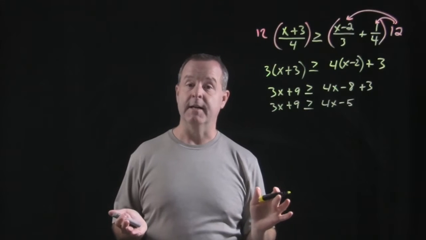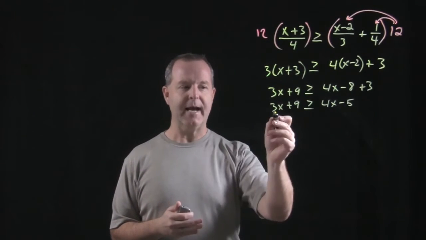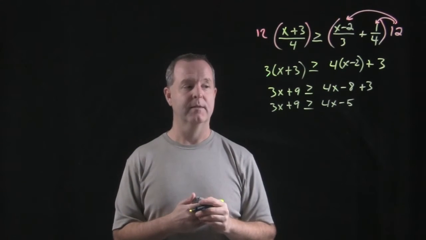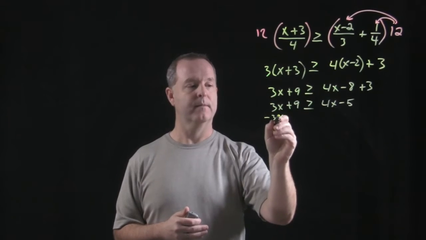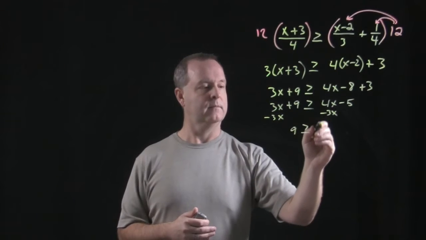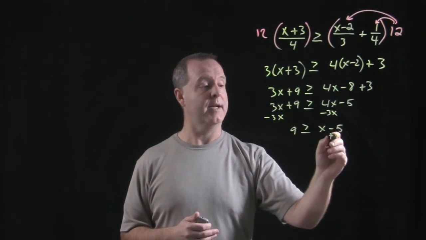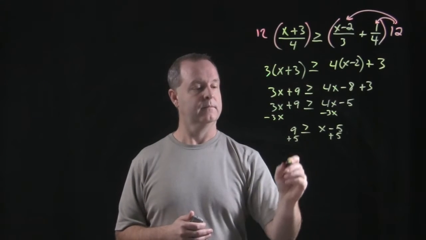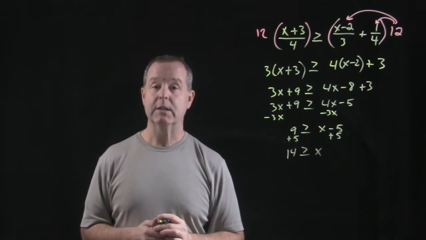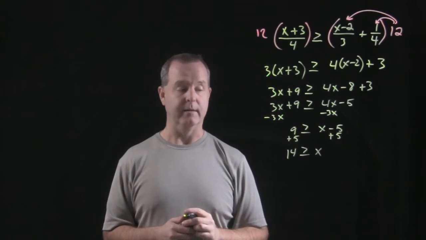I have a decision here. Which side do I want the x to end up on? Typically, I like moving the x's to the side that has the greater amount. So I'm going to subtract 3x. Then add 5 to both sides. So I get a solution that says all my x's are less than or equal to 14.